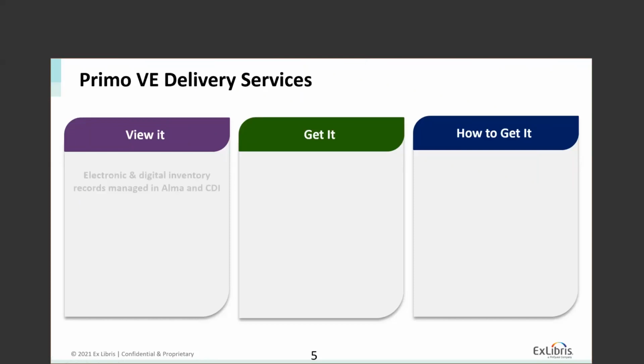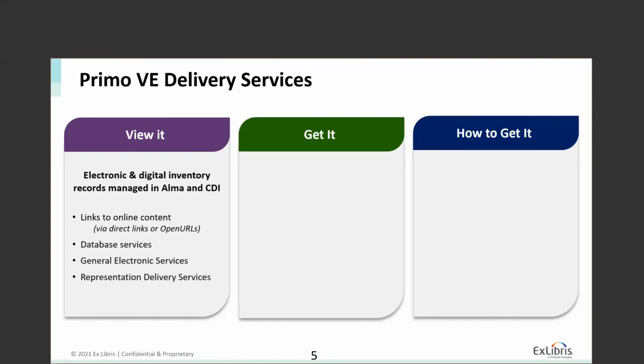View It is the services that allow users to access and display electronic and digital inventory. The View It menu can include links to access full text content. These links might be direct links to content or a list of open URL links. View It can also include database services, general electronic services that the library chooses to define, like document delivery, ILL, and delivery services for digital representations if you are an Alma digital customer.